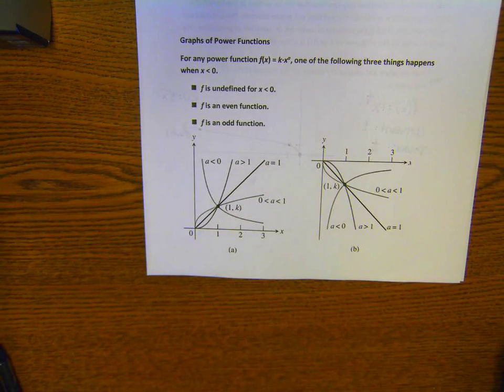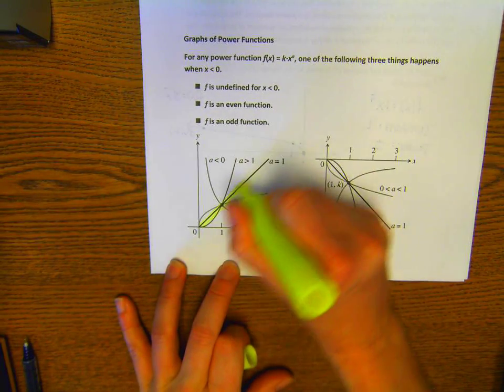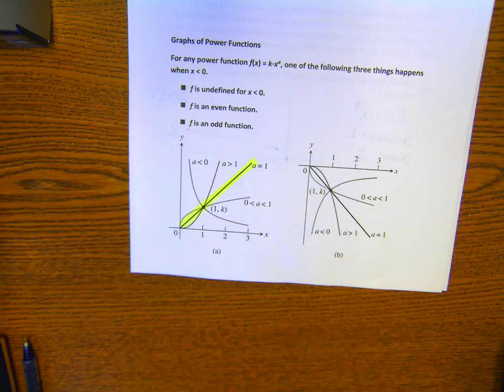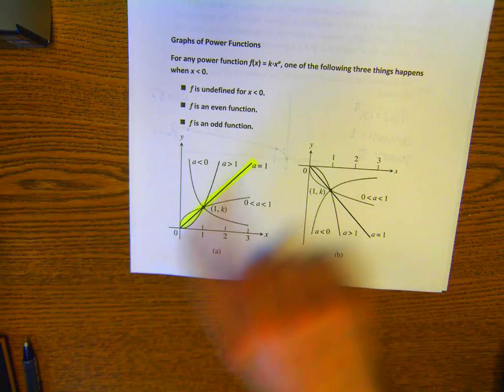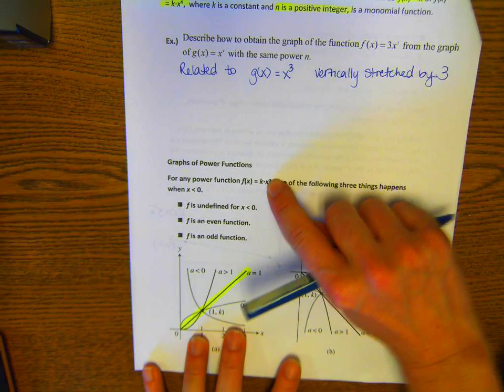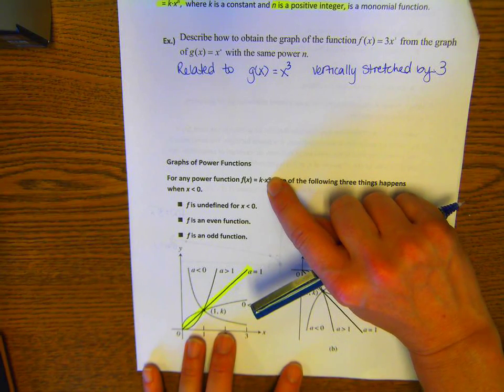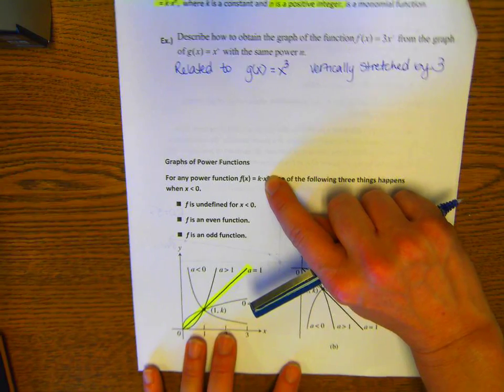Then here's what's going to happen. Here is when the power is 1. What does that look like that I just highlighted? That looks like a line. What would happen if you put 1 in for A? You'd get K times x. Isn't that a line? Yes, it is. That's the line there.